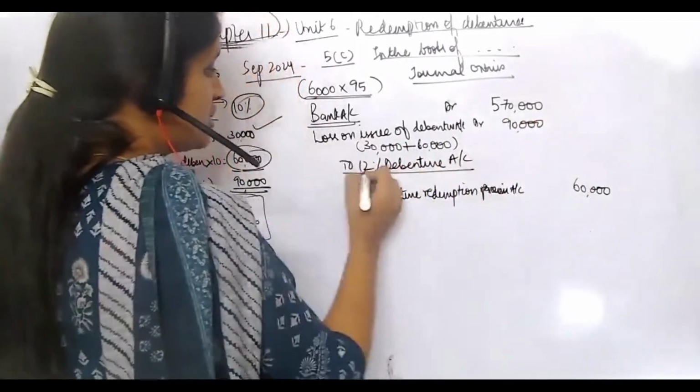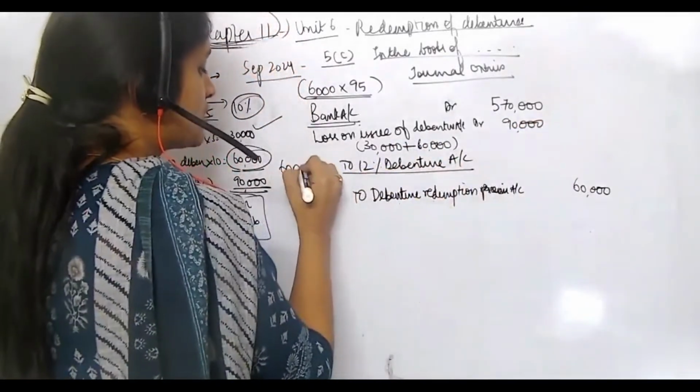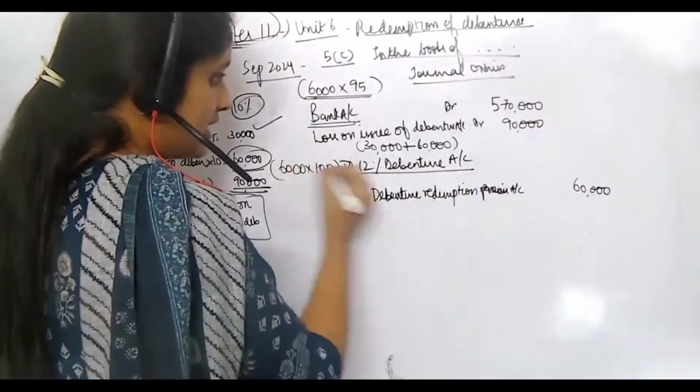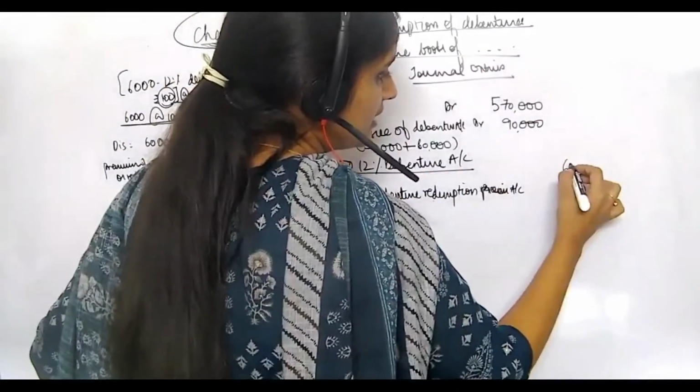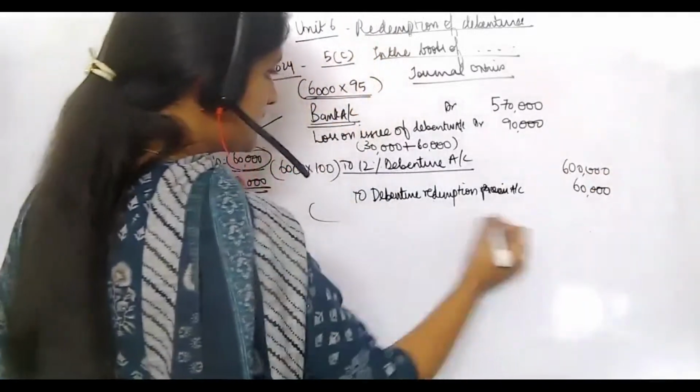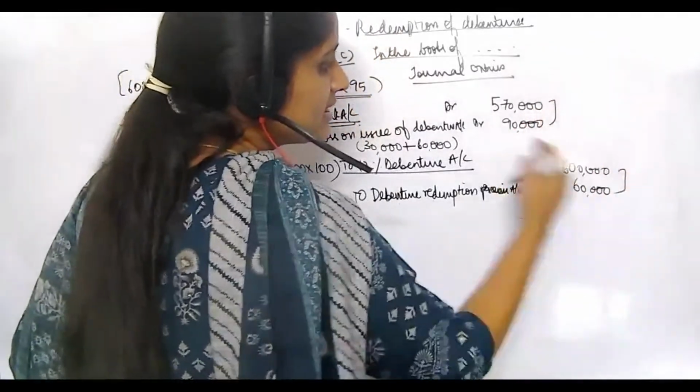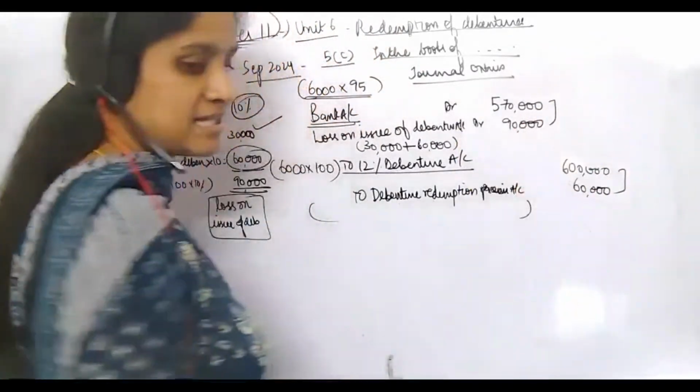Always percentage is on the debenture face value. So 6,000 debentures into 100, I will get 6 lakh rupees. I will get how much? 6 lakh rupees. Now you see the debit and credit is matching. 6 lakh 60 is matching.